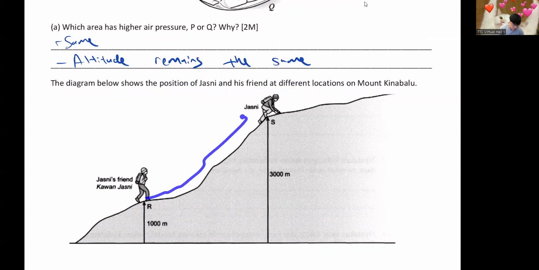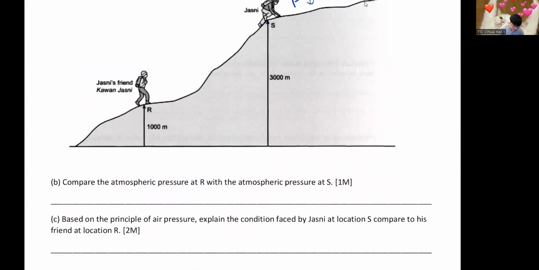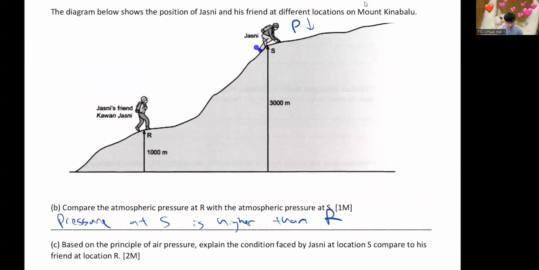So the friend, she climbed up already, so you see, much higher. So here has lower atmospheric pressure. Okay, so compare the atmospheric pressure at R with the atmospheric pressure at S. So the pressure at S is higher than R. So this is why it becomes harder to breathe here.